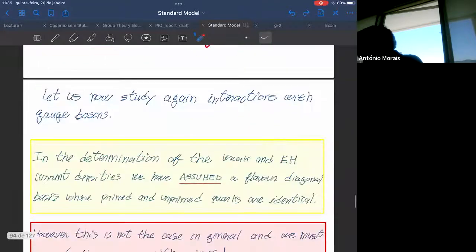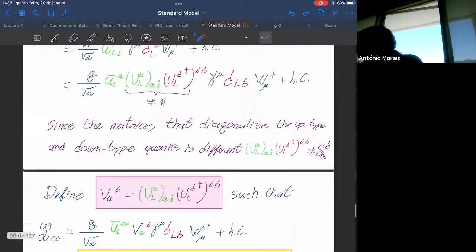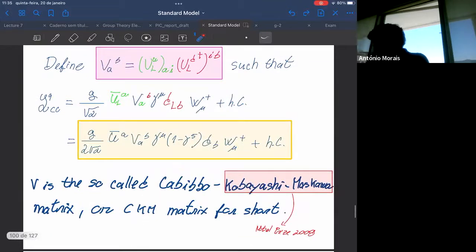So go down there again. There we go. And this V matrix is called the Cabibbo-Kobayashi-Maskawa or CKM matrix. This is how we typically denote it. Of course, there is quite a polemic debate. In 2008 the Nobel Prize went to Kobayashi and Maskawa. And there was a third one, Nambu, I guess, that also got a Nobel Prize for the discovery of symmetry breaking and all of that. And Kobayashi and Maskawa was related to this stuff about Flavour physics.